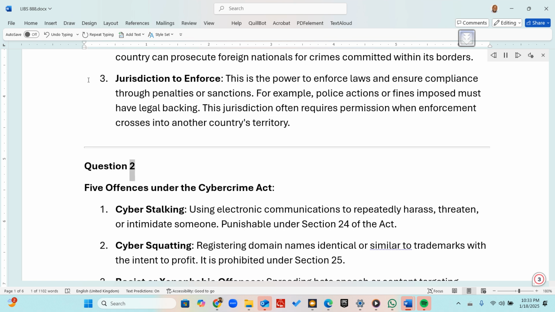Question 2. 5 offenses under the Cybercrime Act. Cyberstalking, using electronic communications to repeatedly harass, threaten, or intimidate someone. Punishable under Section 24 of the Act. Cybersquatting, registering domain names identical or similar to trademarks with the intent to profit. It is prohibited under Section 25.